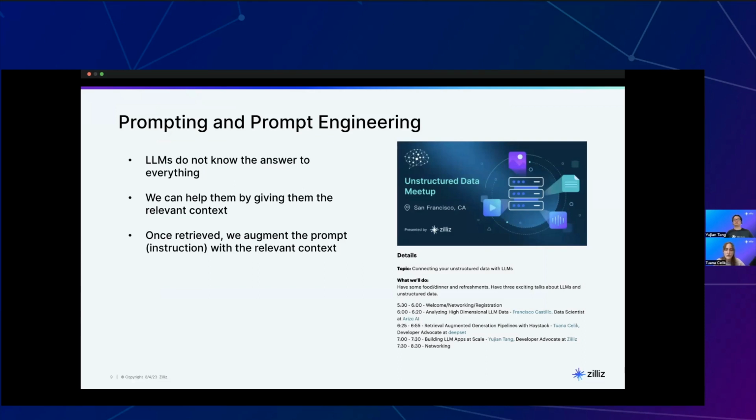And what we're going to try to solve is the following. Well, large language models do not know the answer to everything. And the idea behind retrieval augmentation is that we can help them by giving them the relevant context. And once that context is retrieved, the reason why we call it retrieval augmentation, at least this is how I imagine the name came up, is that we augment the prompt or the instruction we send these large language models with the relevant context. So for my previous question, the relevant context might be this particular event's data. What is this event about? What time are each of the talks, etc.